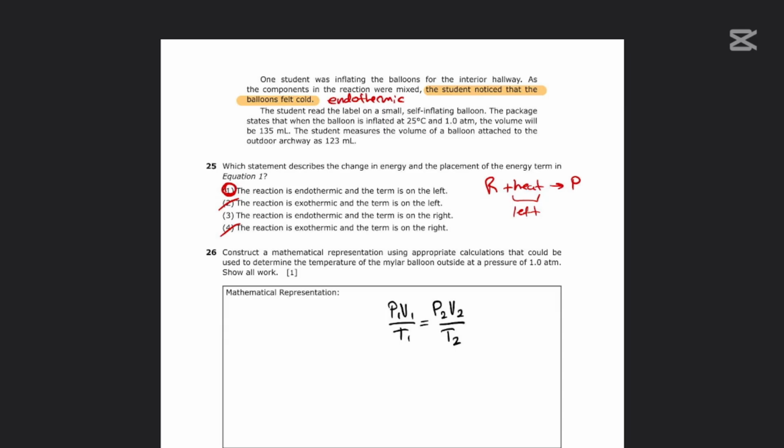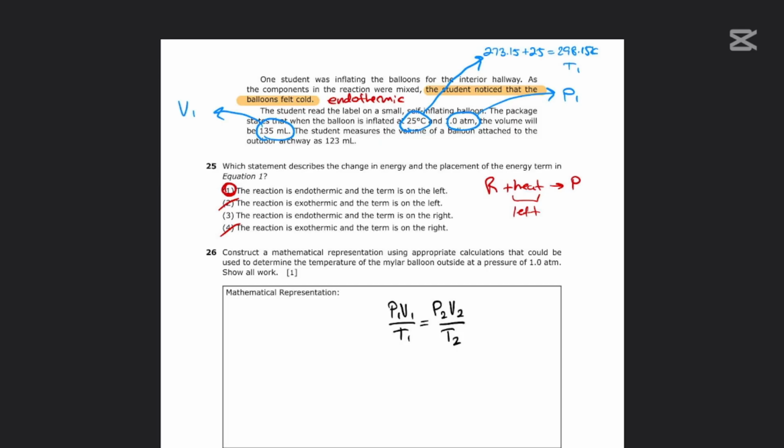So it says when the balloon is inflated at 25 degrees Celsius, all right, that has to be temperature 1, but remember that it has to be in Kelvin. So we should do 273.15 plus 25 to give us 298.15 Kelvin. Okay, that is T1. And then 1 atmosphere, that's going to be P1. And then it gives us 135 milliliters. That must be V1.